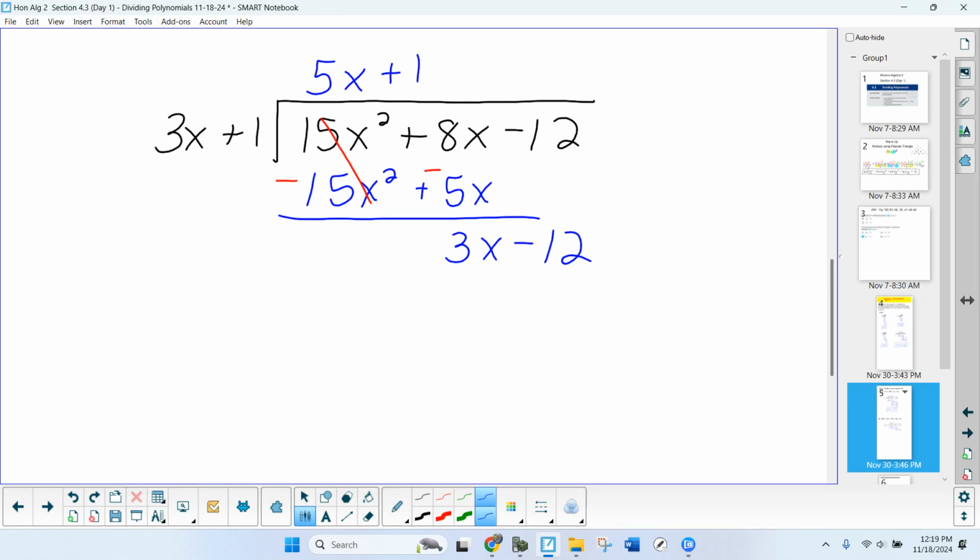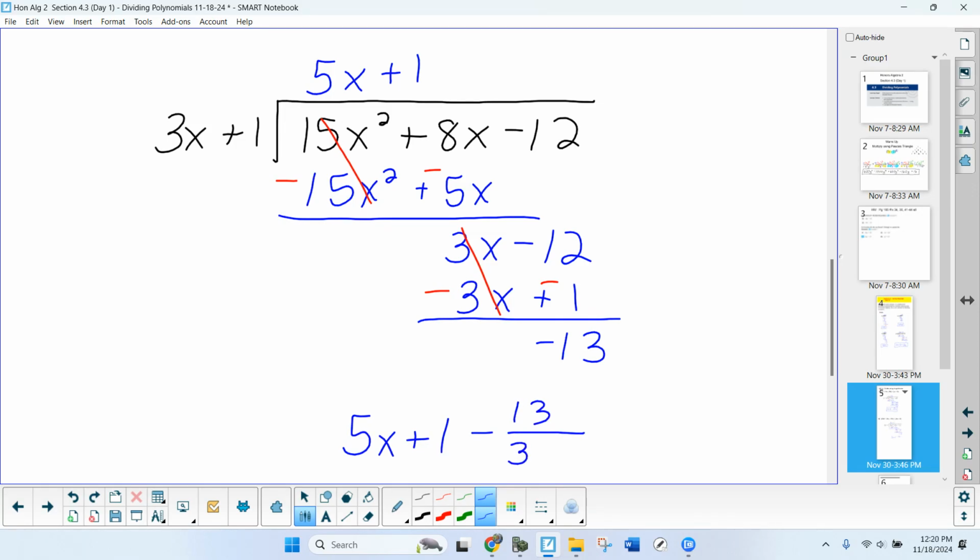When you distribute, what do you get? 3x plus 1. Now you come in and do what? Subtracting. What happens to the 3x's? Cancel out. And what's negative 12 minus 1? Negative 30 (sic). How do you write your answer then? 5x plus 1 minus 30 over 5x plus 1 (sic). 3x plus 1. Perfect.